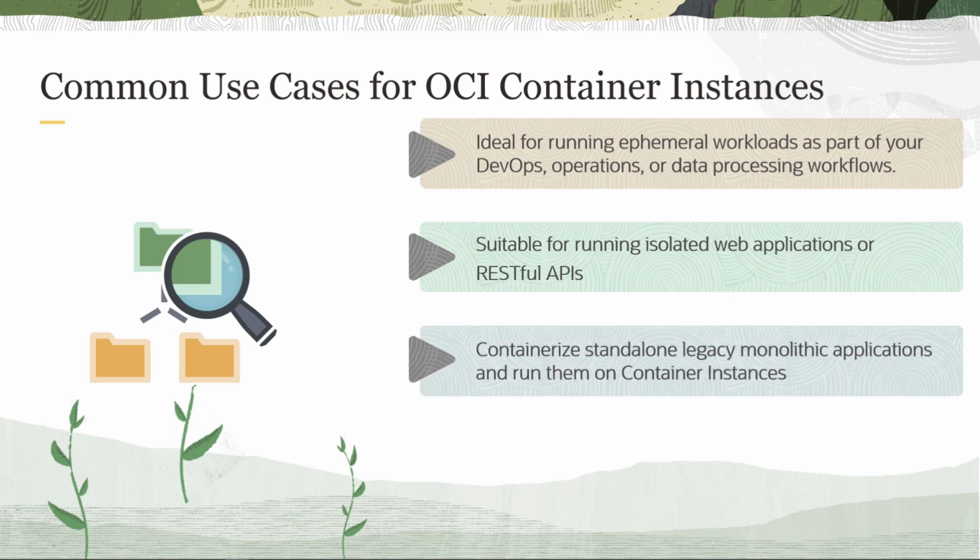Container instances can assist with migrating legacy monolithic applications to the cloud, which are typically not designed for cloud-native platforms like Kubernetes. By containerizing these applications, you can run them on container instances without the operational burden of managing servers or virtual machines. Additionally, you can allocate the necessary CPU and memory resources to meet the demands of even the most resource-intensive applications.